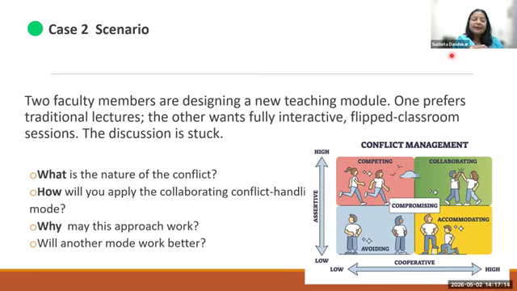Why will this approach work? Or will you use another mode? Or will the collaborative conflict handling work here? Anyone? So when you use the collaborative conflict mode, what would you do?